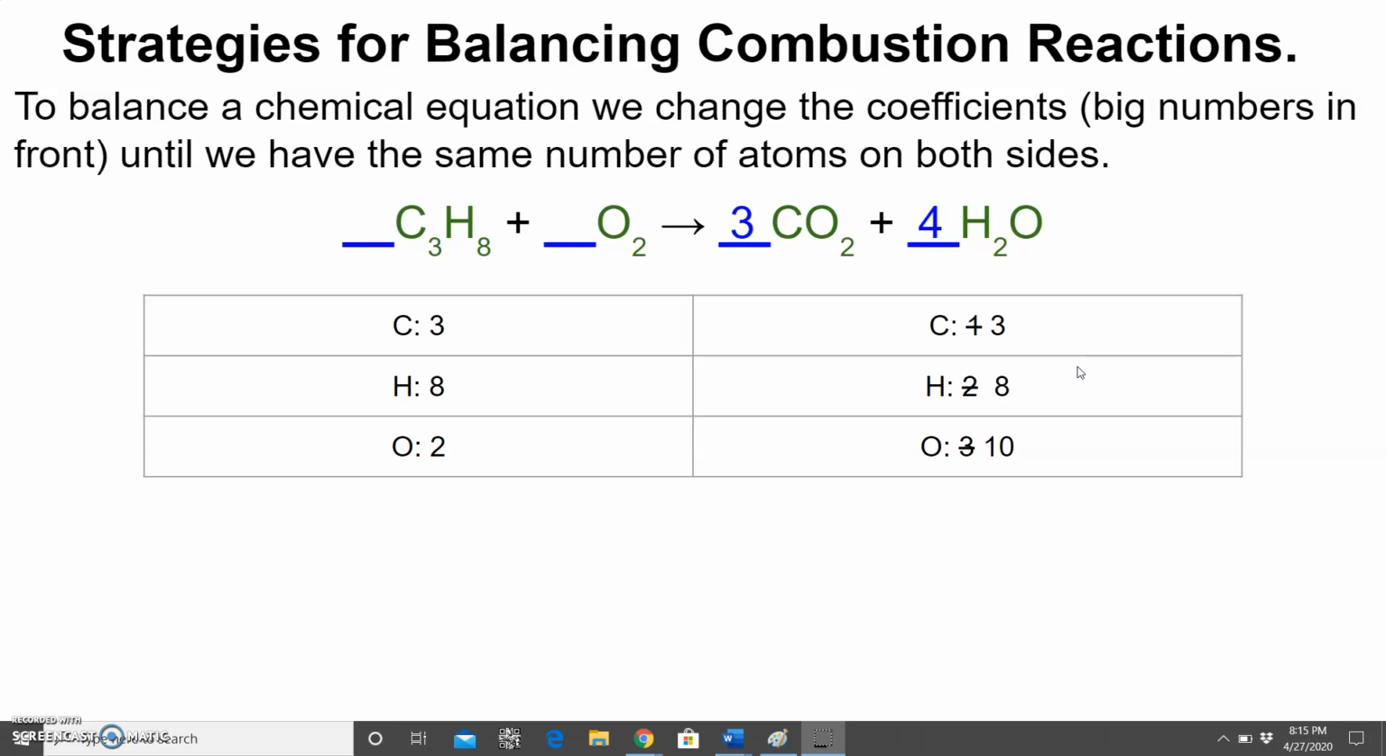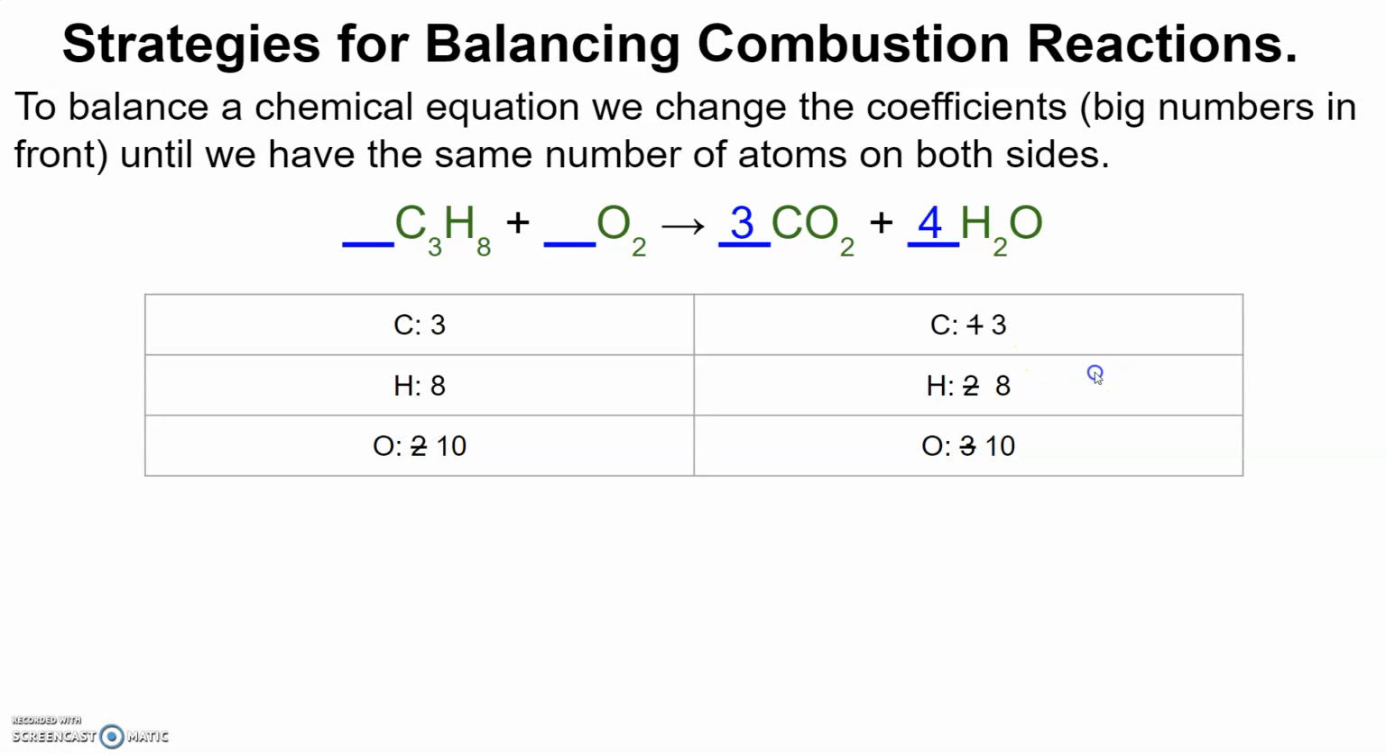All right, so now that we have that done, the next thing we would want to do is try and get the oxygens to balance. Right now, we have a total of 10 oxygens on the product side. The reason we have 10 is we have 3 times 2, which gives us 6 from CO2, plus 4 times 1, so 4 from the H2O. So 6 plus 4 gives us a total of 10. So my next goal is to try and balance the oxygen. And to do that, I would change the coefficient in front of O2. So notice that I balance the oxygen last.